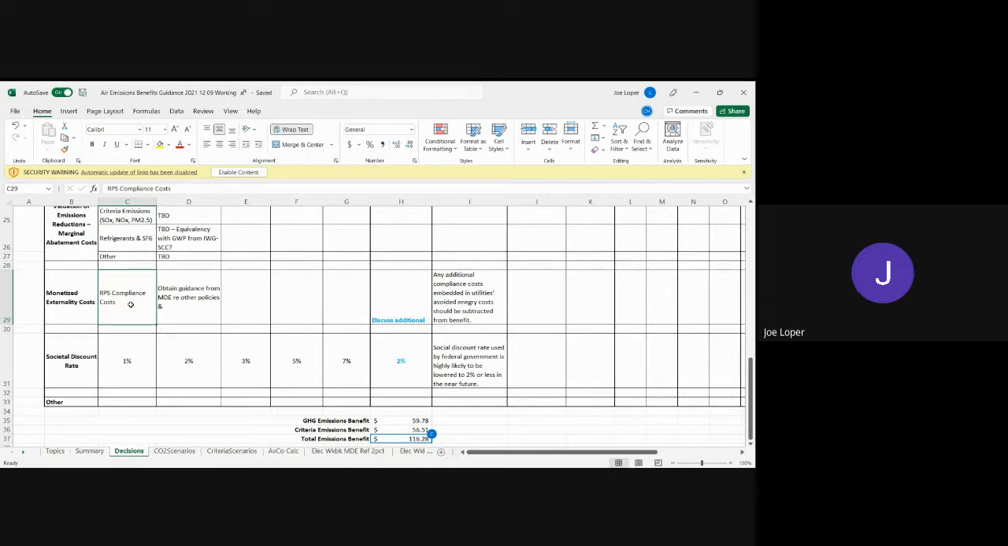We're including this RPS compliance cost. Are there other costs associated with criteria emissions or even RGGI or other things that we should also be netting out? These are basically damage costs that are already internalized in the electric utilities' avoided energy costs.